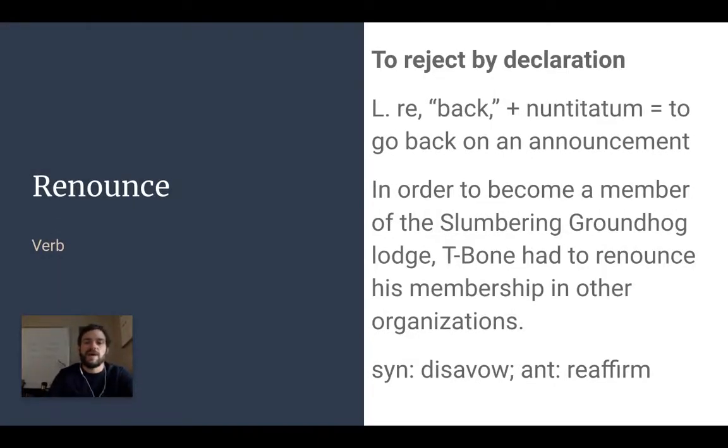That is to disavow. That would be a good synonym. And an antonym would be to reaffirm. If you're to reaffirm, you would be actually to further pledge your support.